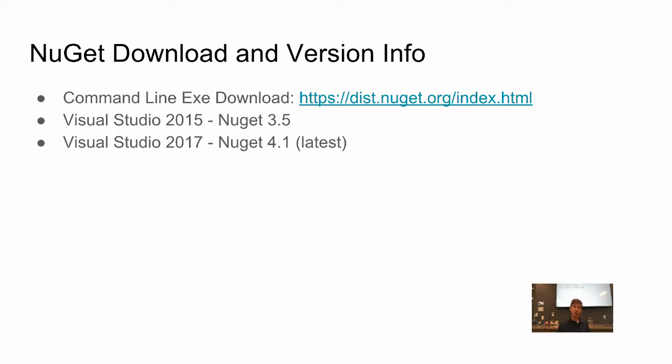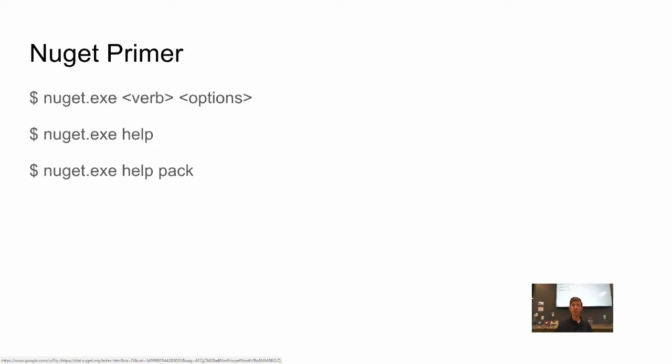Now, you can update it so it's not running 3.5. You can install newer versions if you want. They are also available at this website, the dist.nuget.org. Just know that in some cases, like I said, there are features that will require certain versions of NuGet. That's an advanced topic. We're not going to need any of that for the standard NuGet packages that we're going to be doing today. Just know that it's available.